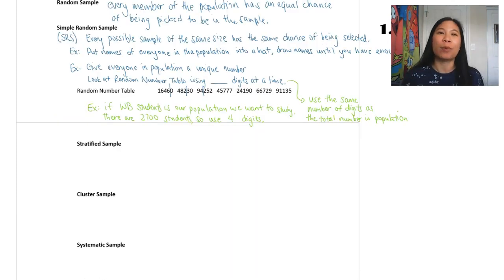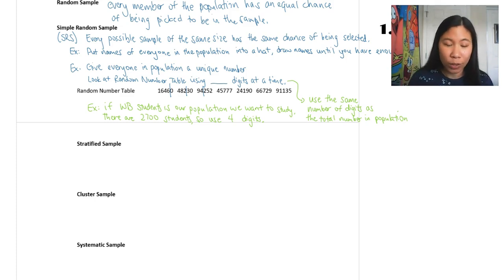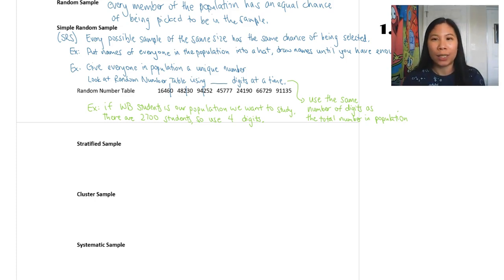So the next type of random sample is called a stratified sample. Here it's a little bit more complicated because we're going to group our population into different categories first. Once we've grouped them, then we select a few from each group. And what this does is give us a more representative sample.